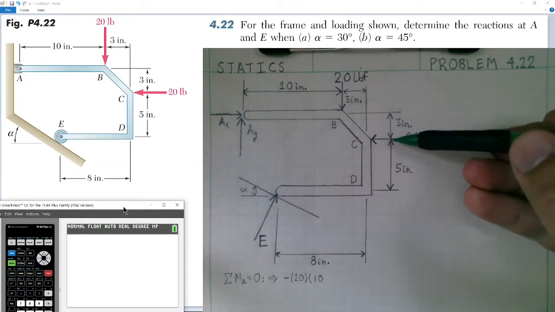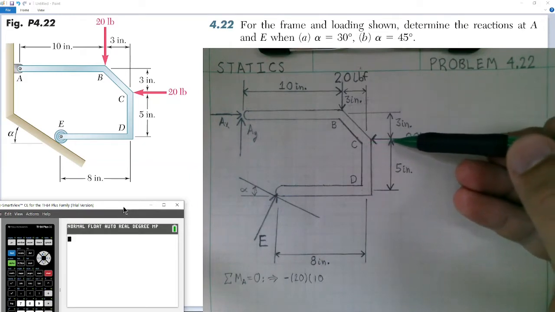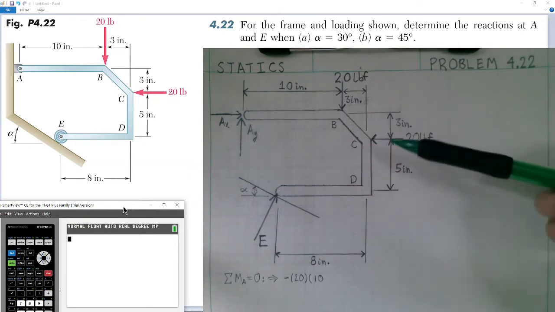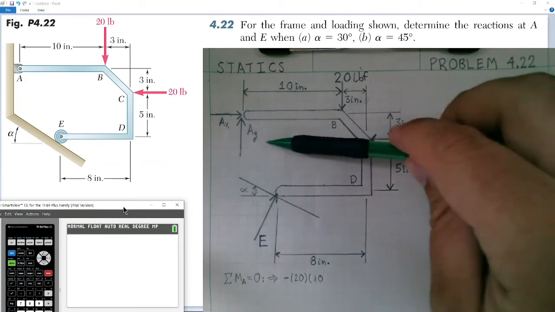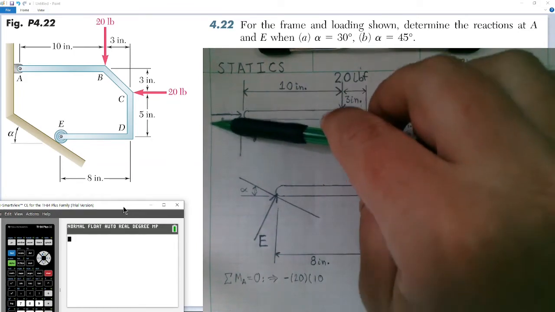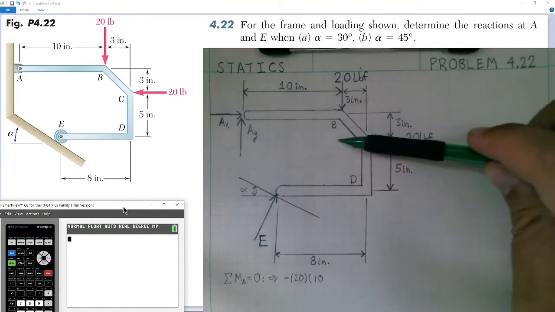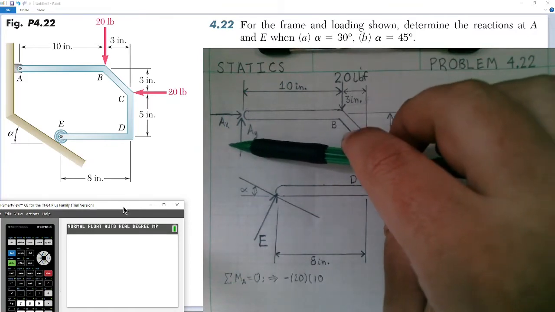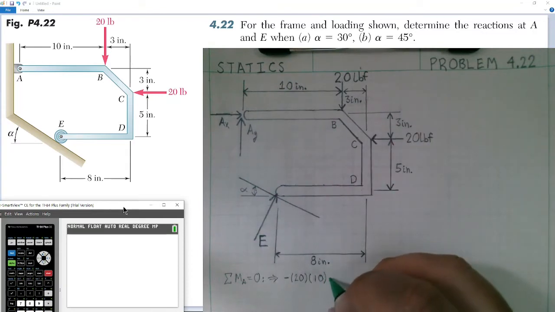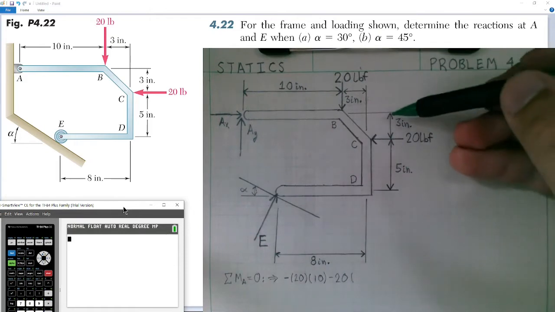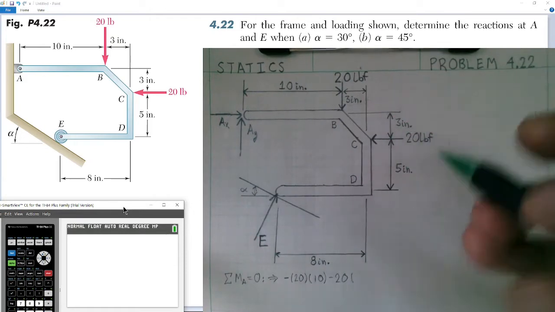Here we have a 20-pound force. If we were to move this force's point of application along its line of action, you would see that it is also creating a clockwise moment about A. If we were to translate this force over here, it would also produce a clockwise moment. So we can also subtract this 20-pound force times its perpendicular distance to point A, which is only 3 inches.